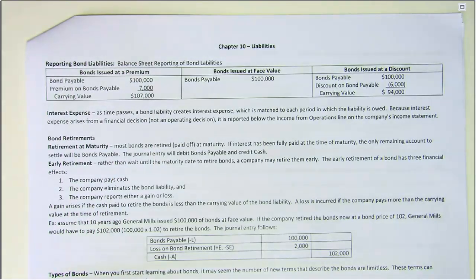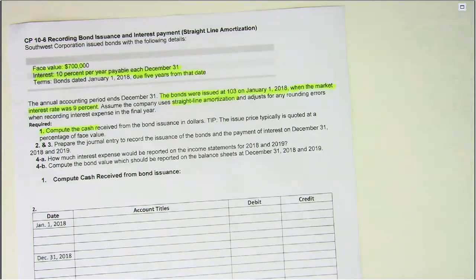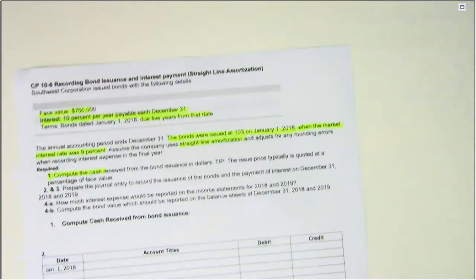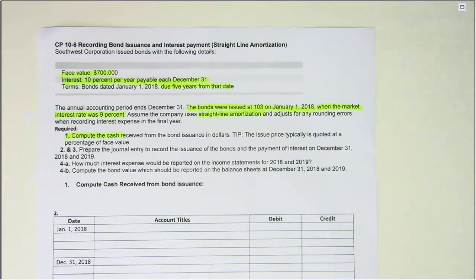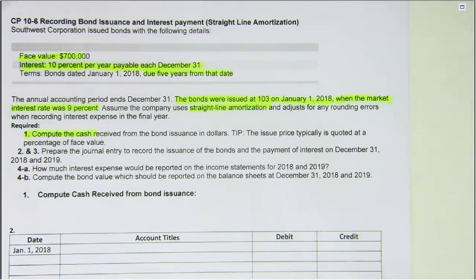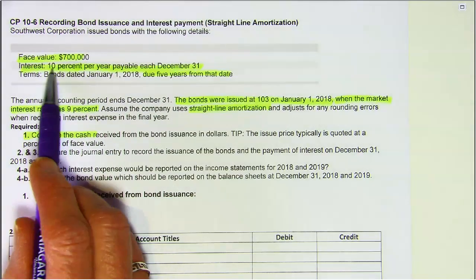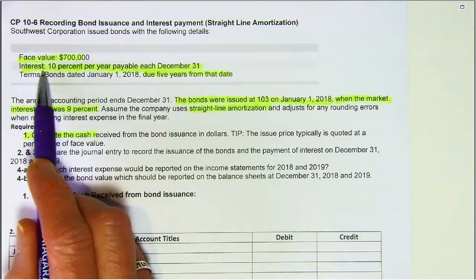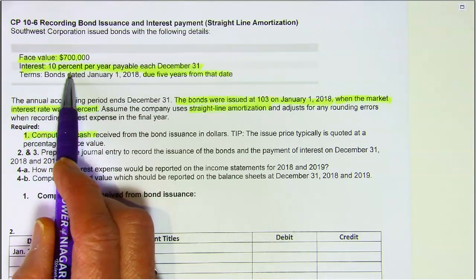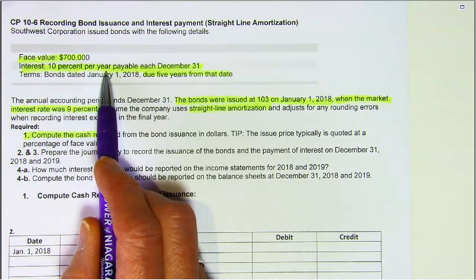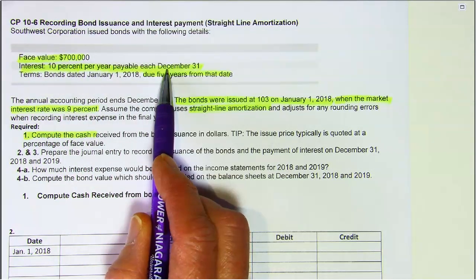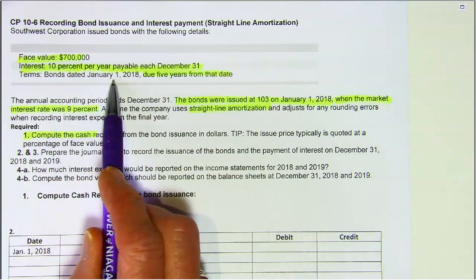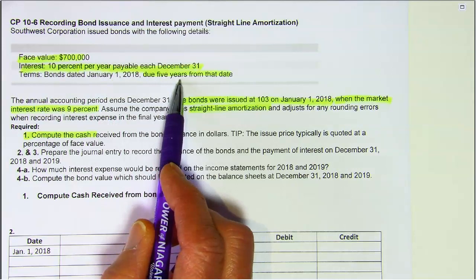Now we're going to be trying a problem. We will be doing CP 10-6. And let me make that a little bit bigger for you. Okay. This is Southwest Corporation, and they issued bonds with the following details. The face value is $700,000. That's how much has to be paid back at maturity. The interest rate that the bond promises is 10% per year, so once a year, payable each December 31st. The bond is dated January 1st, and it's due 5 years from that date.